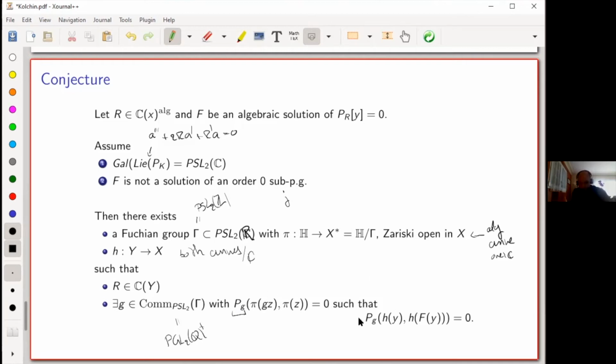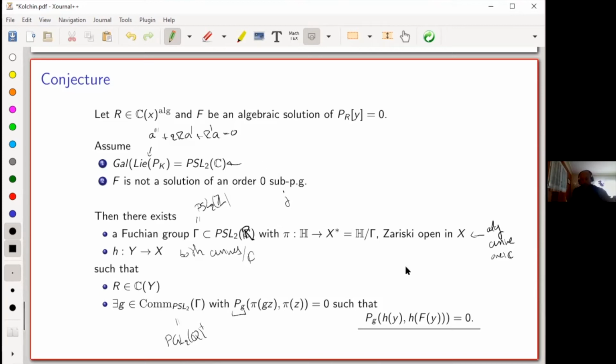And then your F here, the F you start with, which is an algebraic solution of your Kummer equation, which is not in an order 0 subgroup, then it satisfies this equation that is here. So it gives you the list of the solutions that are differential algebraic if you impose this condition here.